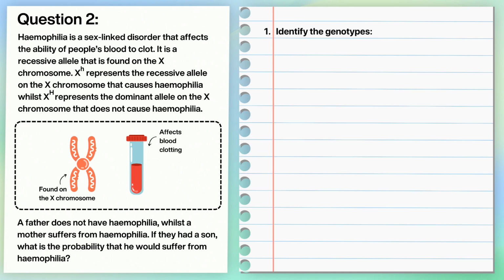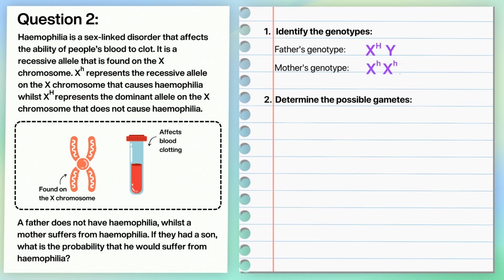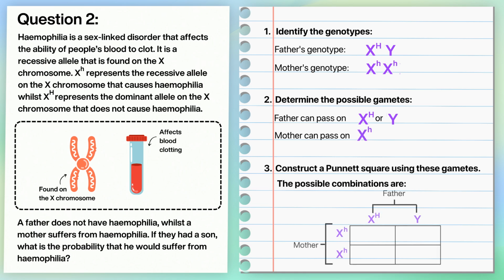Firstly, identify the genotypes. The man does not have haemophilia, XHY, and the woman has haemophilia, XhXh. Next, determine the possible gametes. The man can pass on XH or Y chromosomes. The woman can only pass on the Xh chromosome. Finally, construct a Punnett square with these gametes.